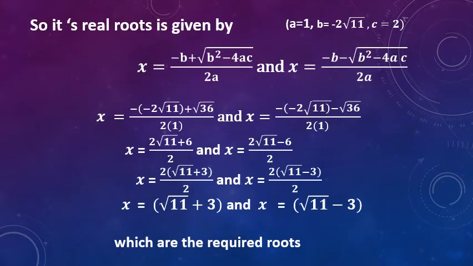As we know, our quadratic formula is x equals minus b plus minus under root b square minus 4ac upon 2a. So we split that formula into two forms, which give the real roots: x equals minus b plus under root b square minus 4ac upon 2a, and x equals minus b minus under root b square minus 4ac upon 2a. Now on putting the values of a, b, c which we found earlier and solving, we get x equals under root 11 plus 3 and x equals under root 11 minus 3, which are the required roots of the quadratic.